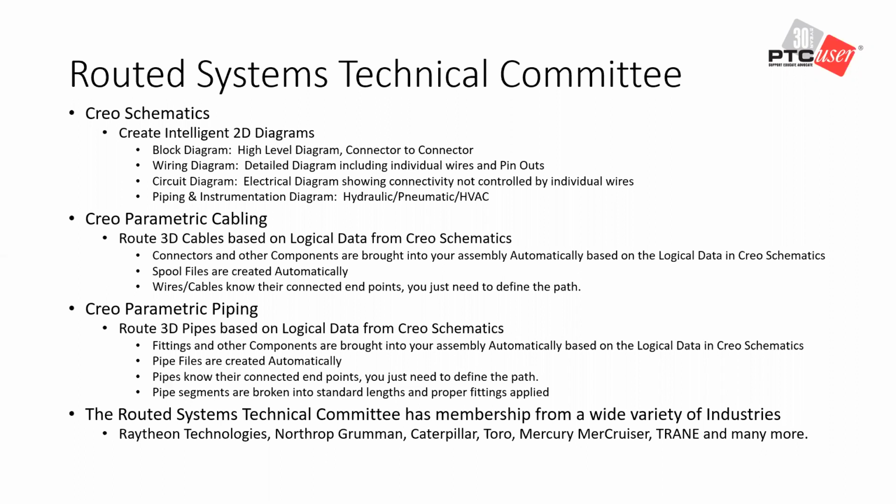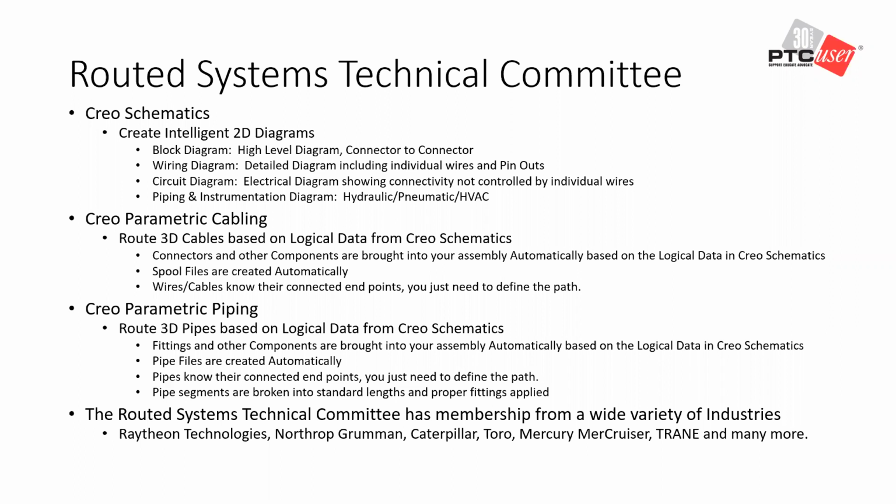The circuit diagram is definitely more of an electrical type diagram that has all your electrical connections, but they're not necessarily defined by individual wires. And then the 4th type of diagram that Schematics will support is for piping and instrumentation diagrams. This would be used for hydraulic, pneumatic, HVAC type systems where you're going to still put in all the different components and all the different connections between them, except now it's not wires, it's more pipes. With Creo Schematics, we can take all that data and shove it into Creo Parametric.